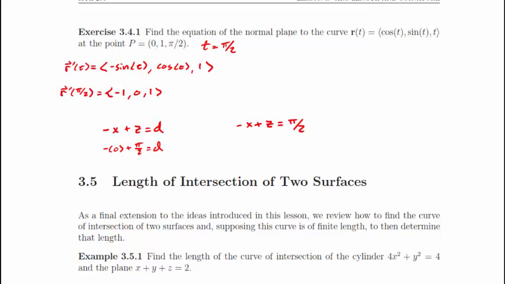All right, we're back. Looking at this point, I note that the last coordinate is pi over 2, so that tells us right away that t has to equal pi over 2. I get the derivative, r prime of t equals the vector negative sine of t, cosine of t, 1. I plug in t equals pi over 2 and get r prime of pi over 2 equals negative 1, 0, 1. So that's my a, b, and c for the plane. This is negative x plus z equals d. Plug in the point 0, 1, pi over 2, so we get d equals pi over 2. So the equation of the plane is negative x plus z equals pi over 2.